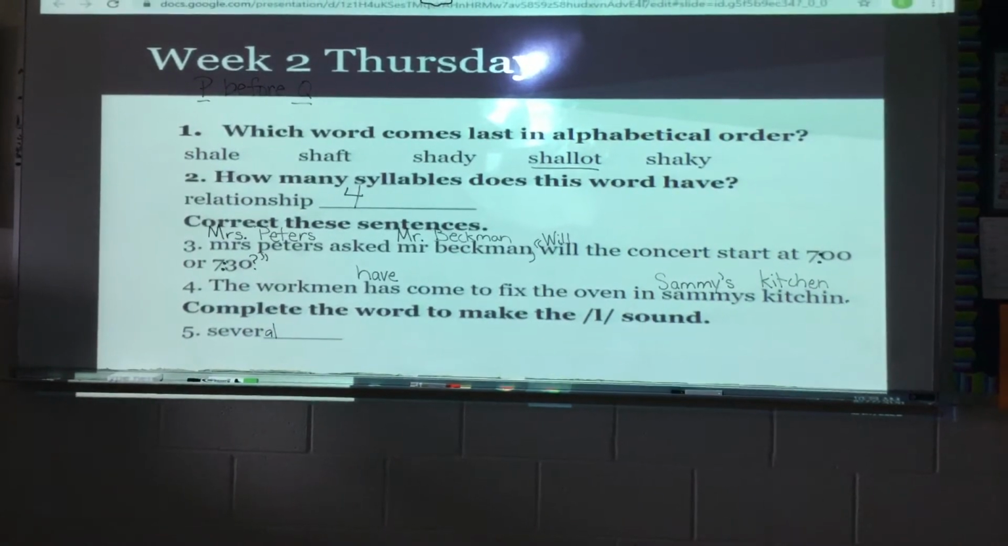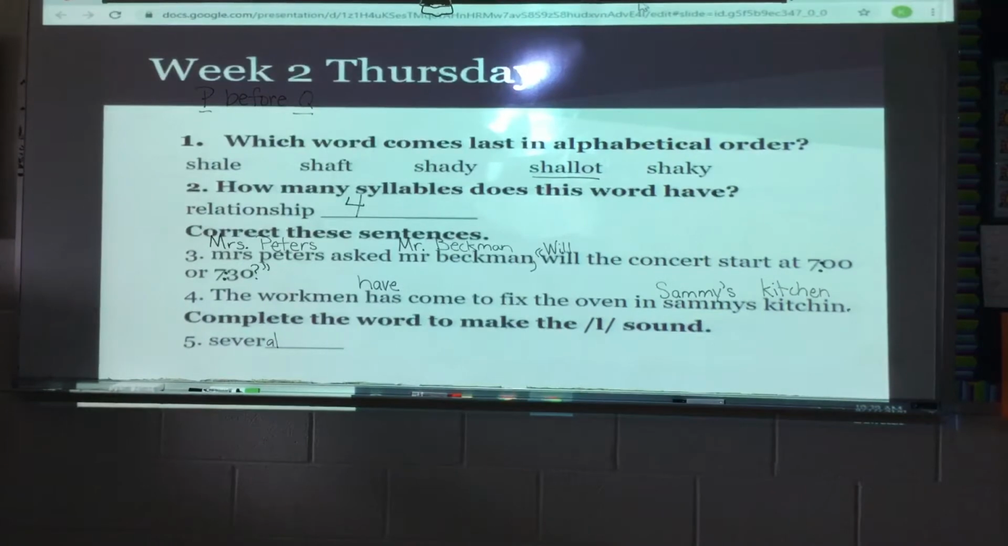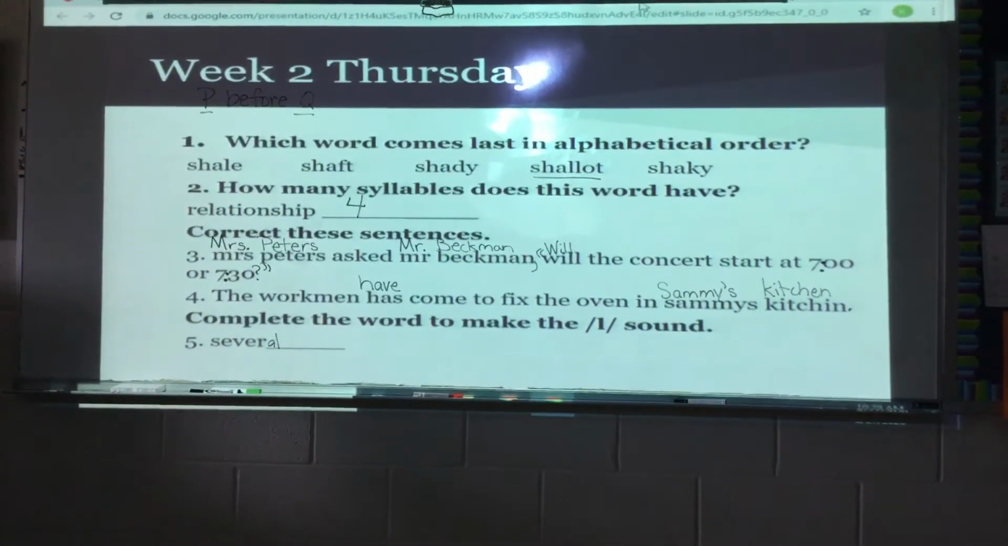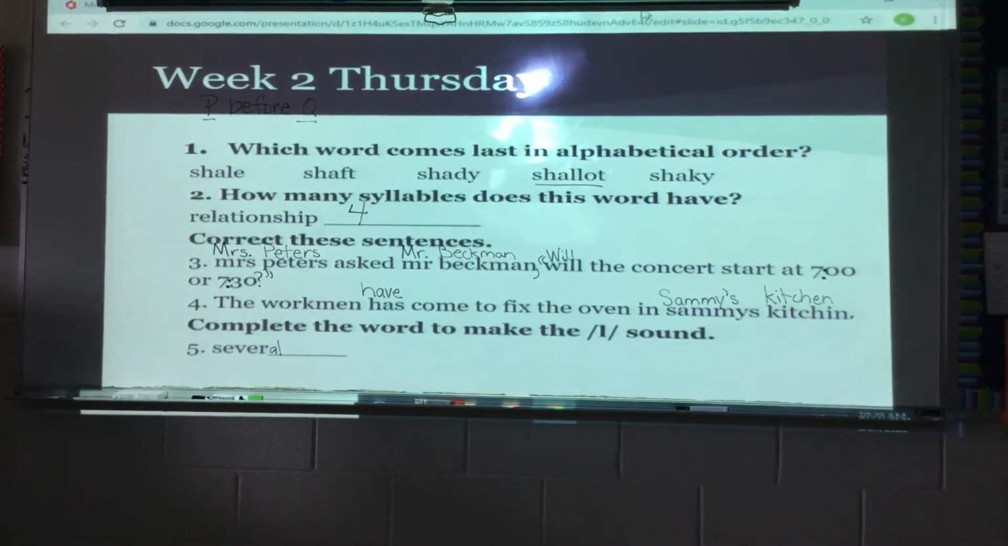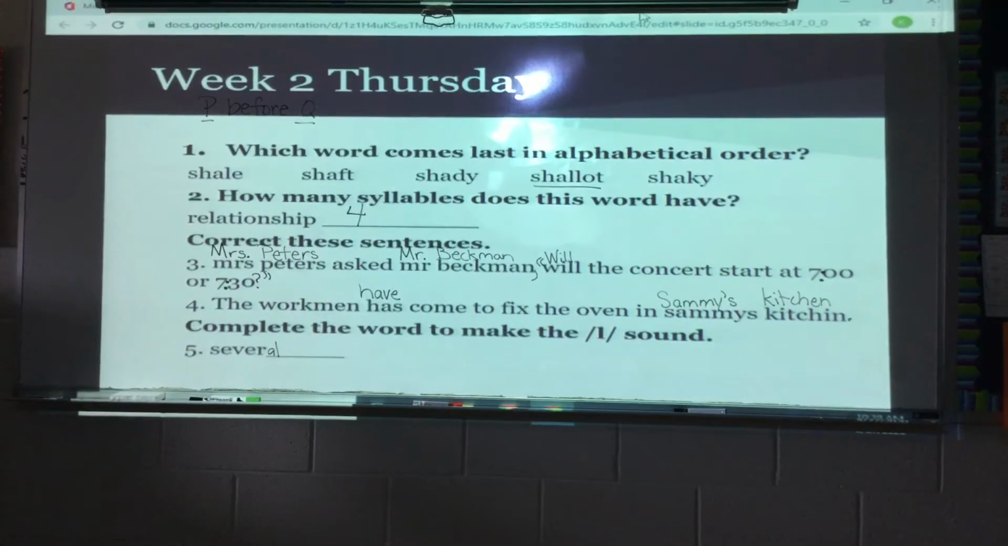Number 2 is how many syllables does this word have? The word is relationship. The answer is 4, and a good way to figure this out is to clap the word out. I know you learned this in elementary school. This one has 4 claps.